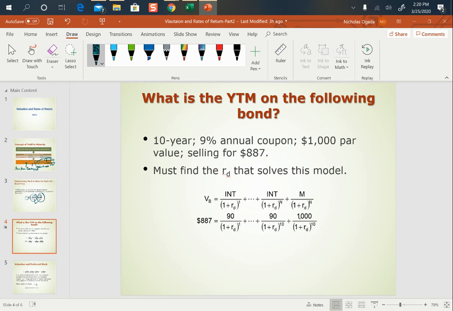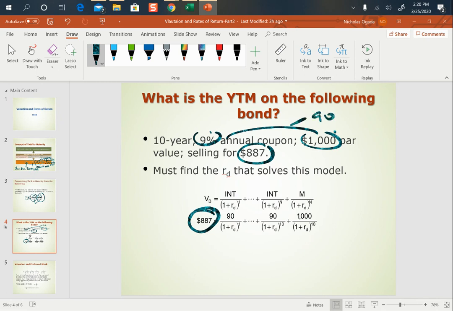What you're going to do is just insert your, for example, this is a 10-year bond with a face value of $1,000, with a yearly coupon rate of 9%, and the bond is selling today for $887. So in other words, if you use the formula, this is the value of the bond, what the bond is selling for today. So the 887 is equal to the discount of all the interest payments plus the discount of the face value, which in this case we know the interest payment is 9% of the face value, which is $90. That's why you see the 90, 90, 90.